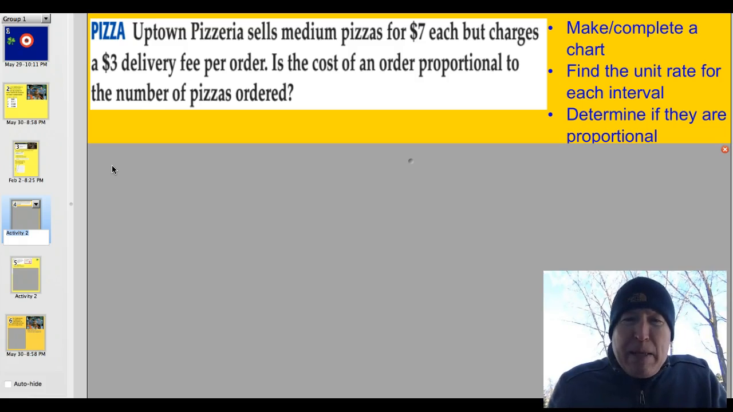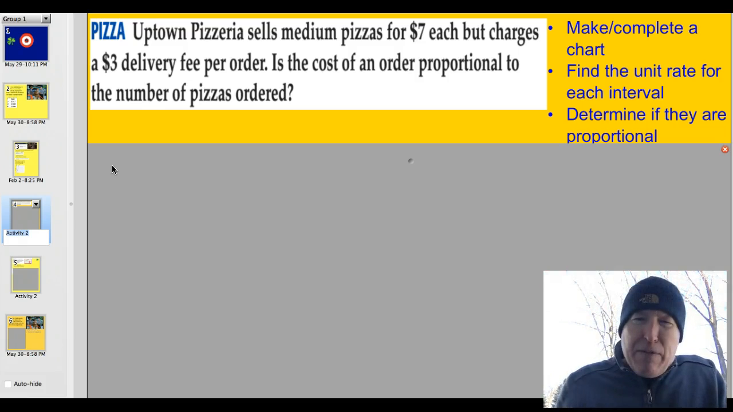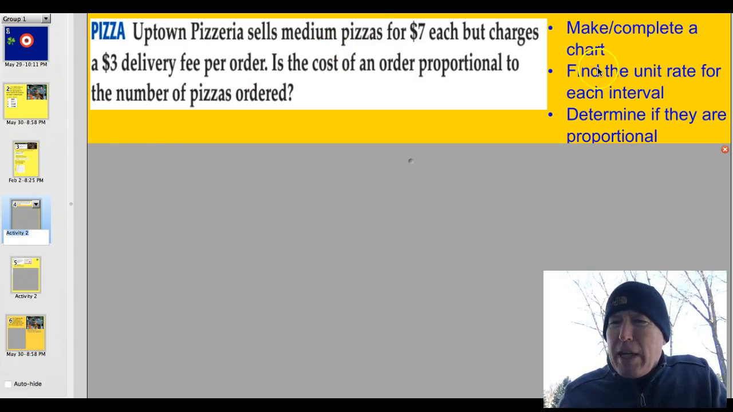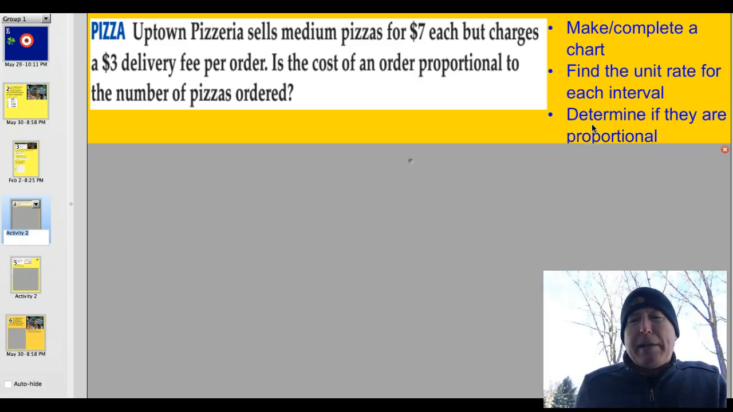All right, let's take a look at a have-you-try example here. Now, Uptown Pizzeria sells medium pizzas for $7 but charges a $3 delivery fee per order. Is the cost of an order proportional to the number of pizzas ordered? Why don't you try this one? Go ahead and make a chart, find the unit rate for each interval, and then determine if they're proportional. Go ahead.